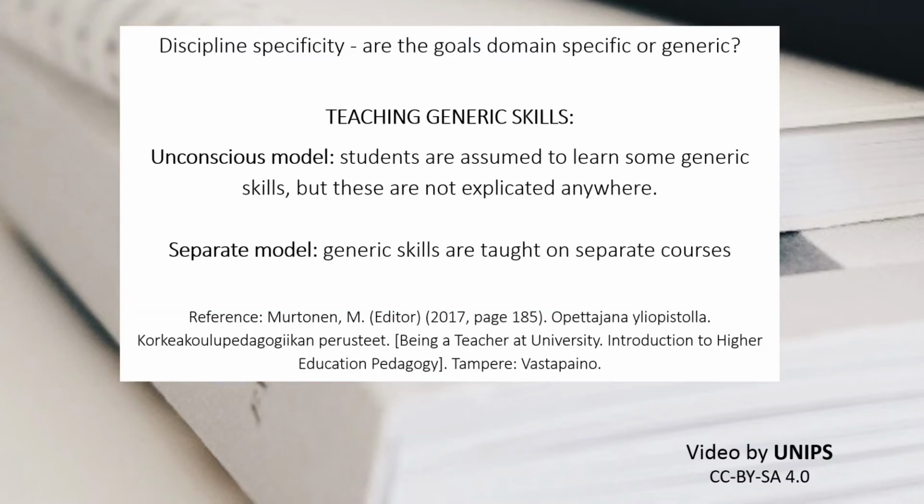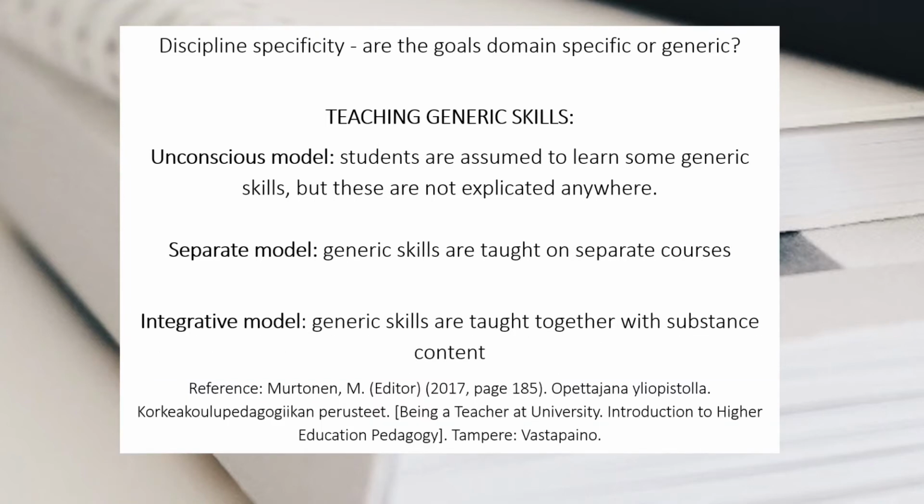In the separate model, generic skills are taught on separate courses, for example a statistics course that is not connected to discipline-specific questions, which may cause some problems. In the integrative model, generic skills are taught together with the substance content. For example, a language course is integrated with, for example, an economics course. This is the best way to teach generic skills.